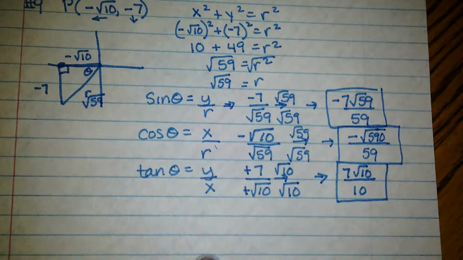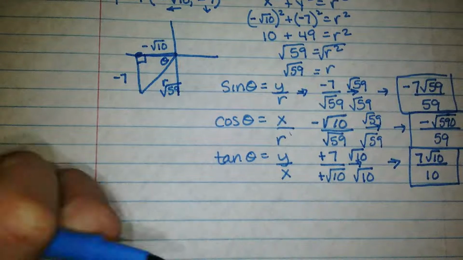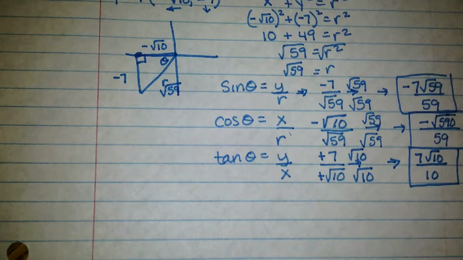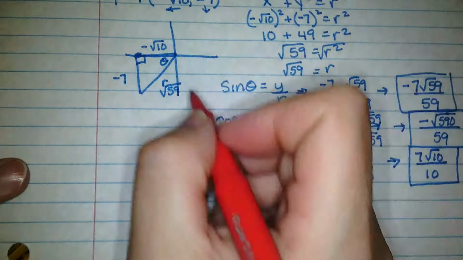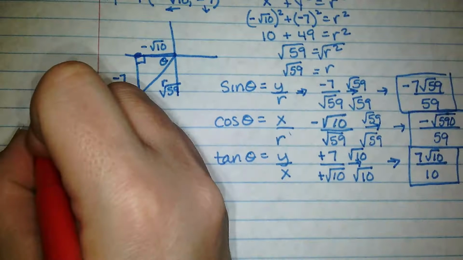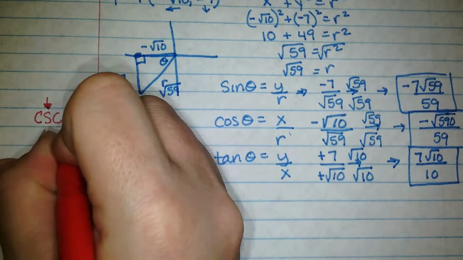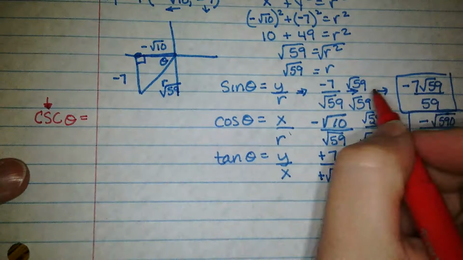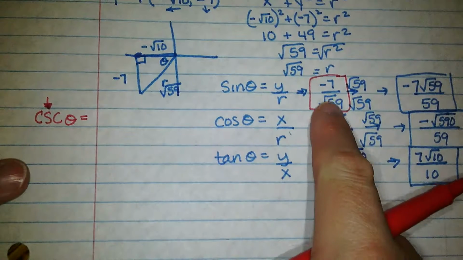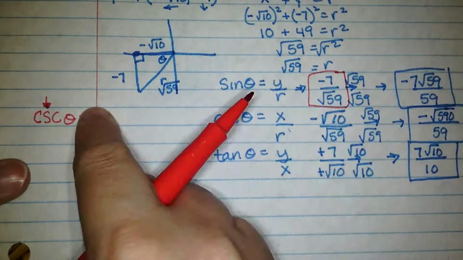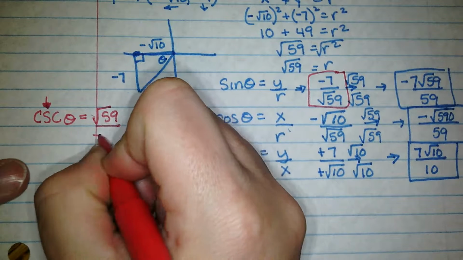And now what we're going to do is take the reciprocal of these to get our second 3. So we'll do those in red. The reciprocal of sine is cosecant. Remember, sine sandwich. We're going to take the reciprocal of the original. So here's the original, and we're going to take the reciprocal of that. So that's the square root of 59 over negative 7.